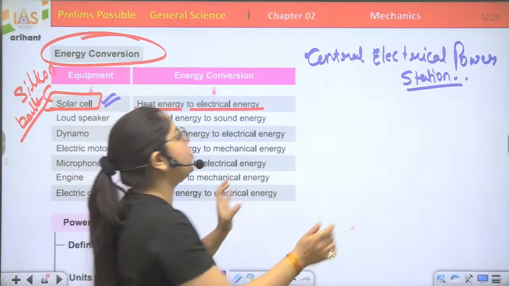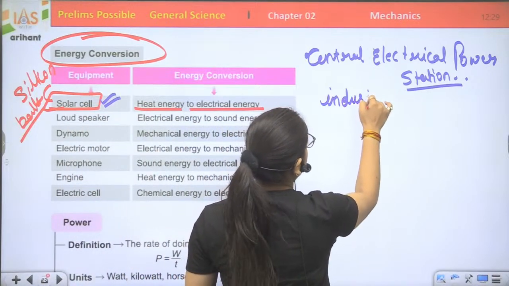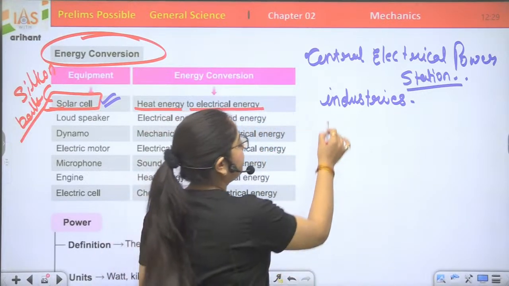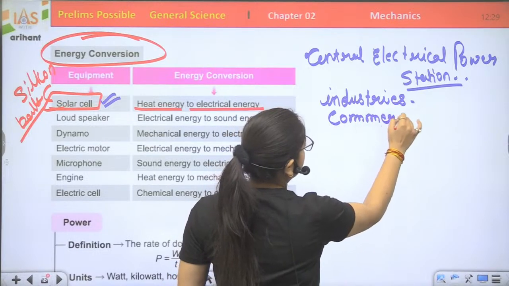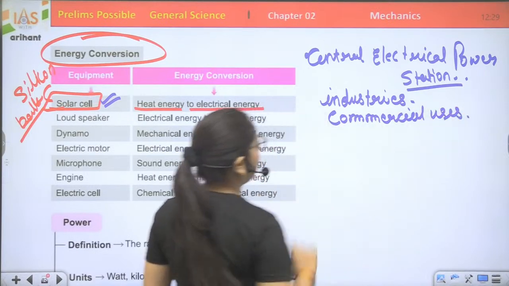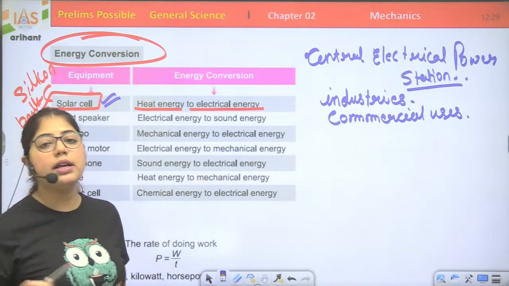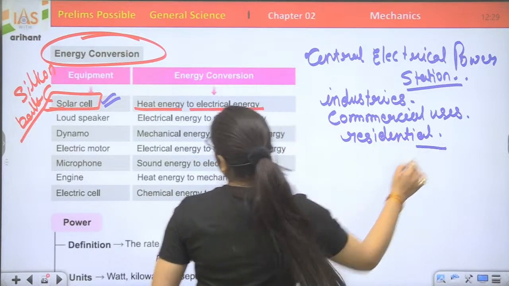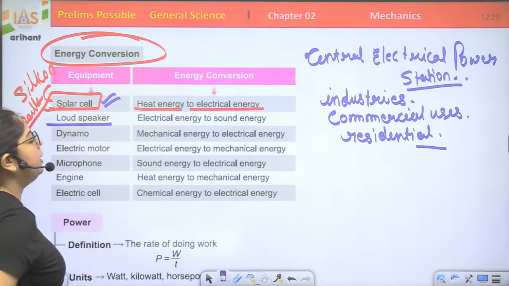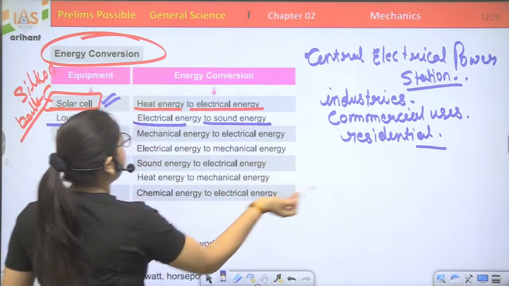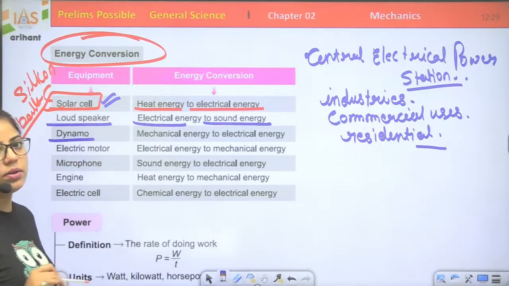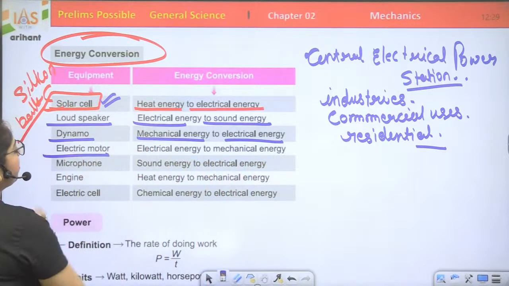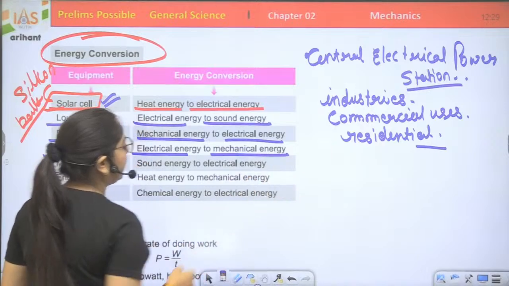Solar cells are basically used in industrial areas, and also in commercial uses, industries, and residential also. Loudspeaker converts electrical energy into sound energy. Dynamo is a device which converts mechanical energy to electrical energy. Electric motor converts electrical energy to mechanical energy.